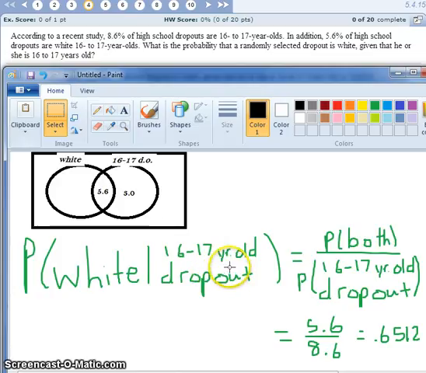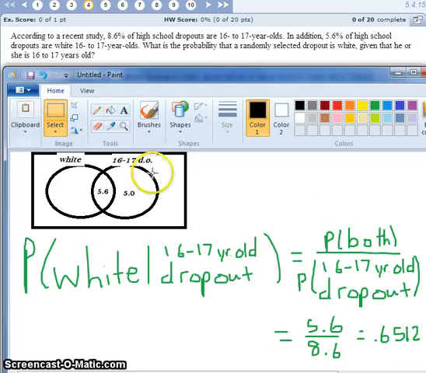So set that up like any conditional probability. You put the probability that they fit both these conditions on top, they're white and a 16 to 17-year-old dropout. And then the probability of the conditional part that you're given goes on bottom. And so you get your numbers from the problem, and it comes out to 0.6512.